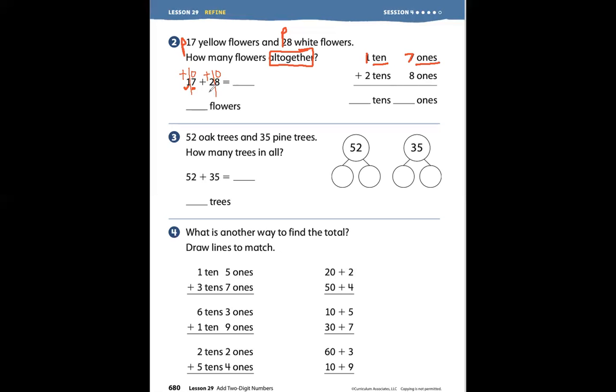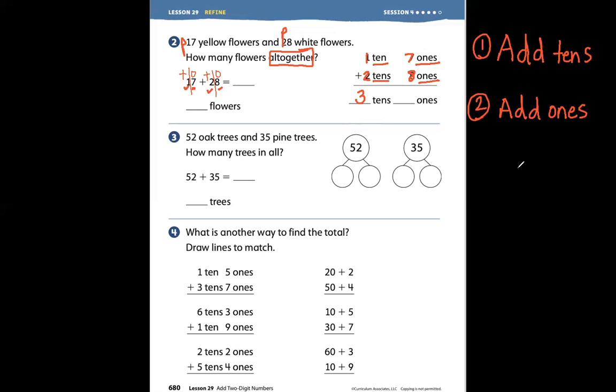Then we're going to look at 28 as tens and ones. We have 2 tens in 28, and we have 8 ones in 28. Now we're going to follow the rules here. We're actually going to add our tens first, and then we are going to add the ones. So we have 1 ten plus 2 tens, 3 tens, and we have 7 ones plus 8 ones.